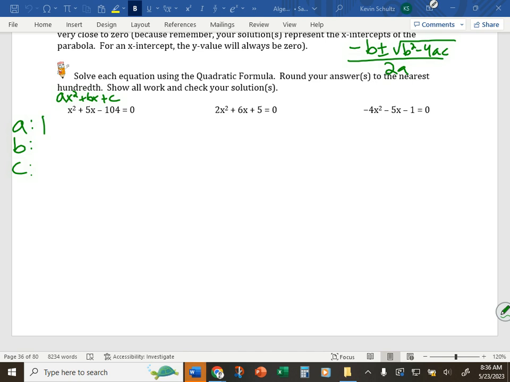The B term is 5, I heard someone say. The C term is negative 104. And now we go to work. Once you identify what A, B, and C are, the first step is just to plug them in.